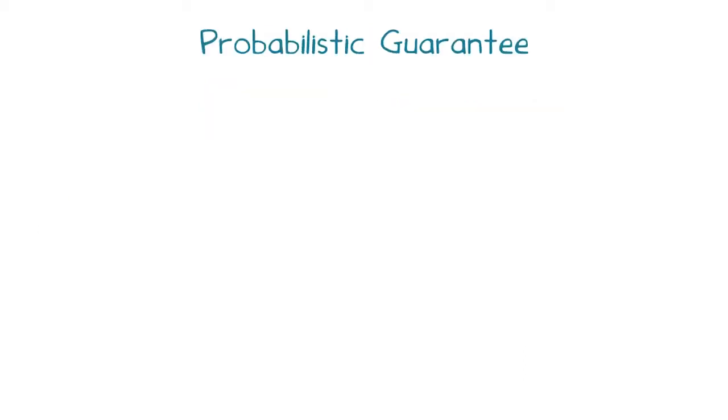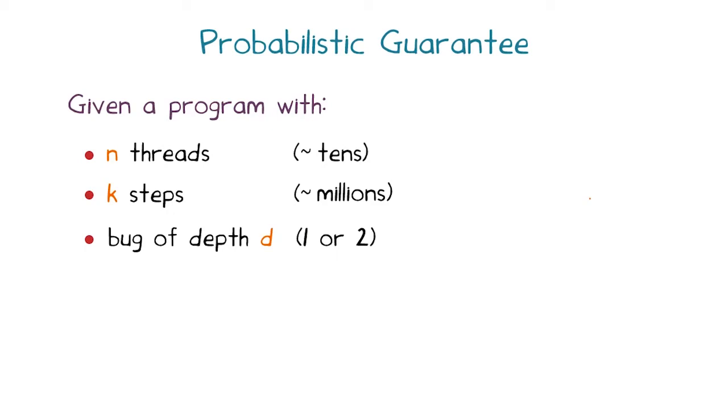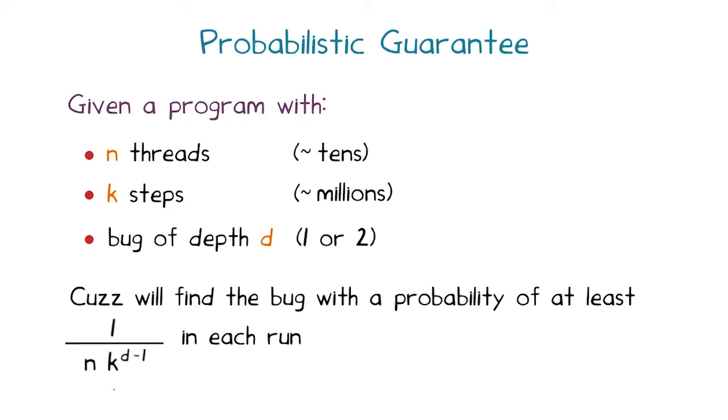We can now state the probabilistic guarantee that Cuzz provides on finding concurrency bugs through its simple approach of fuzzing thread schedules. Suppose there is a concurrency bug of depth d in a program with n threads and taking k steps. Typically, n will be on the order of tens and k will be on the order of millions, while d will be a small number like 1 or 2. Then Cuzz will find the bug with a probability of at least 1 over n times k to the power d-1 in each run.